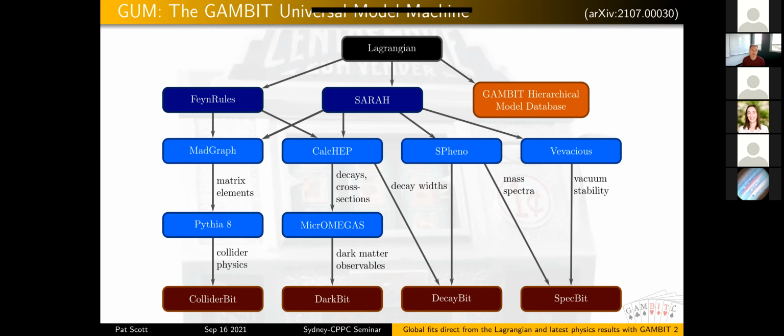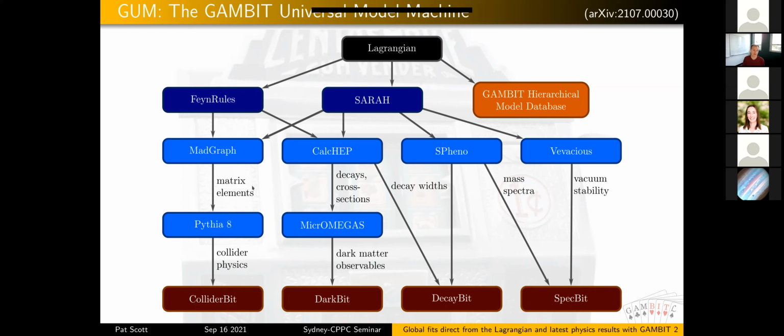So this is how the whole information flow works within GUM, the GAMBIT Universal Model Machine. You run it before you run GAMBIT, and you give it either a FeynRules and/or a SARAH model file. So you're feeding it the Lagrangian via FeynRules and/or SARAH. GUM works out how to write the necessary code to put the model into GAMBIT, and then it runs FeynRules and/or SARAH, gets the outputs of those, and feeds them to the next level of tools.